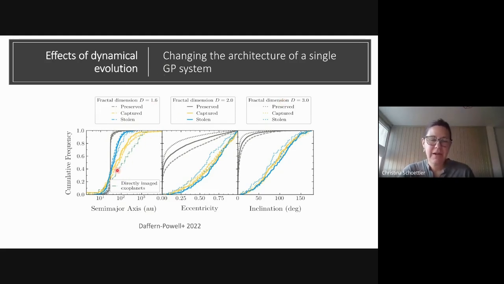Similar things happen with the captured planets. Captured planets are planets that were first released after a flyby from one planetary system, became free-floating planets, and then were picked up by another star. So it's kind of a non-direct stealing, more a capture process. But we can definitely see that there are differences in planetary systems that stay with their original host compared to planetary systems that are around not their original host, but another star in the star-forming region.